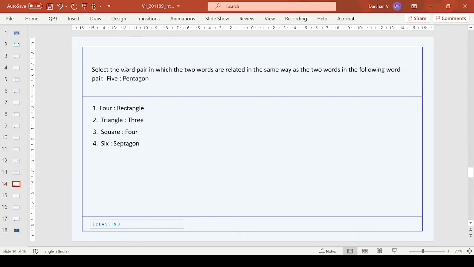Okay, this seems like a sitter. 5 is to pentagon. So what exactly should be matching? So what exactly is 5? This is the number of sides, and the polygon which it represents is pentagon. So a 5-sided figure is our pentagon. So first thing should be sides, so we can directly cut these two options. We are left with 6 and 4. A 6-sided polygon is known as a hexagon and not a septagon, so this is also not correct. So the only option is 4 and rectangle.